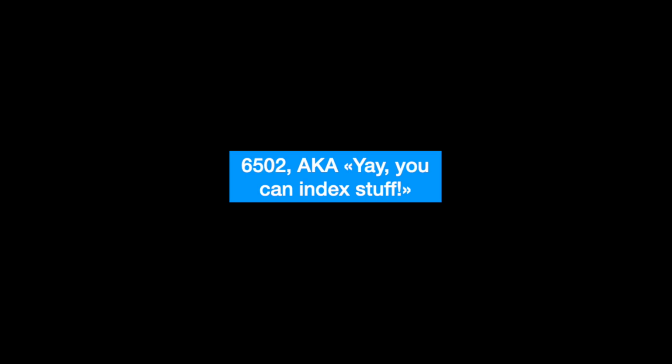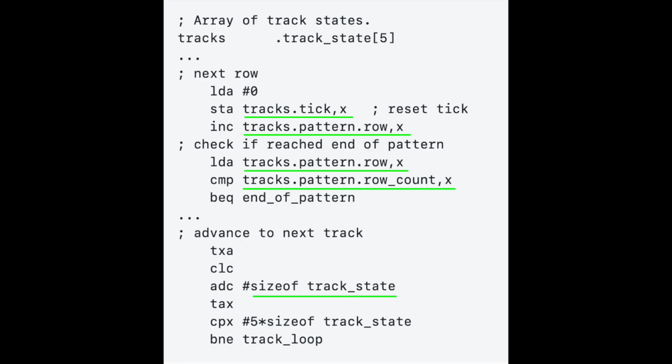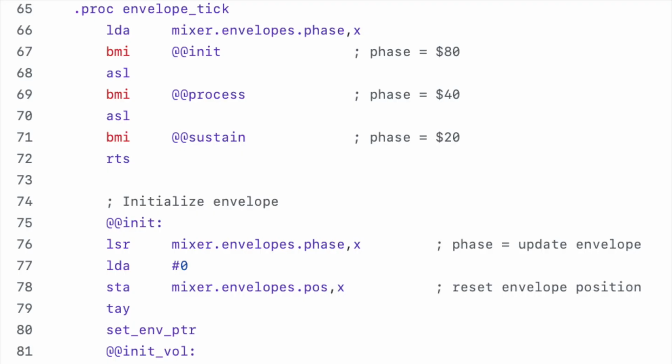6502, aka yay, you can index stuff. The Game Boy CPU lacks an indexed addressing mode like the 6502. The 6502 has several indexed addressing modes, both direct and indirect. Indexed addressing modes are extremely useful when working with structs or arrays of structs, where each field has an offset from a base address. With this approach, we effectively achieve random access to any field of the struct without having to change the X register, for the whole duration of each loop iteration, track in this case.